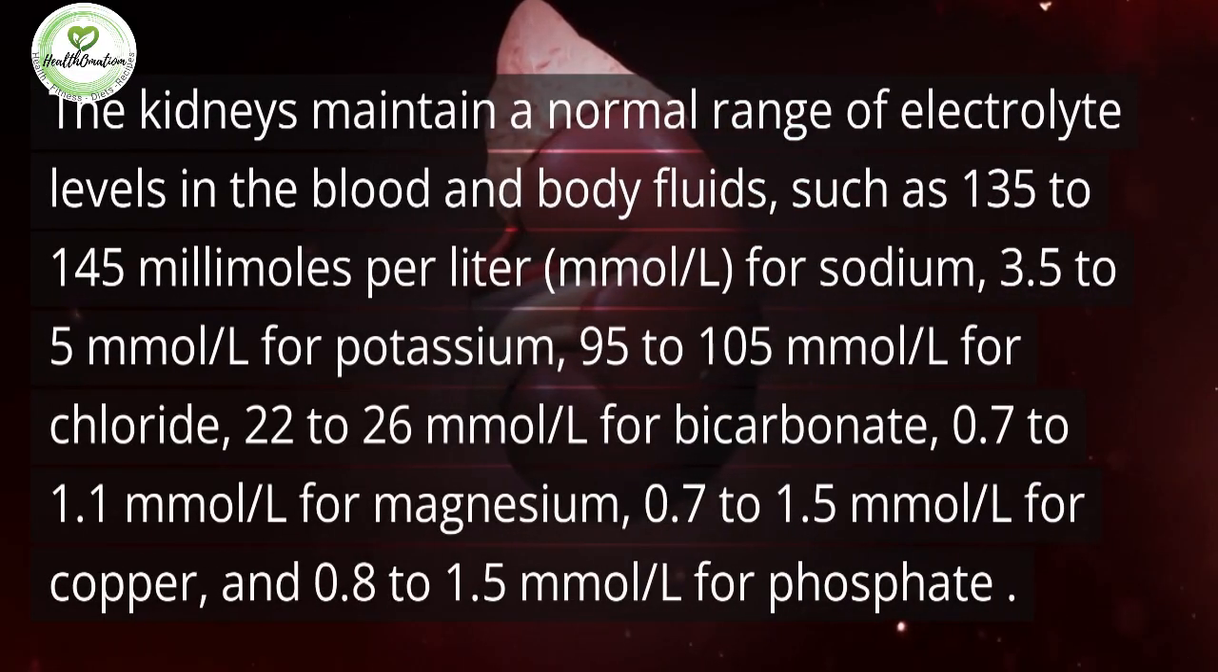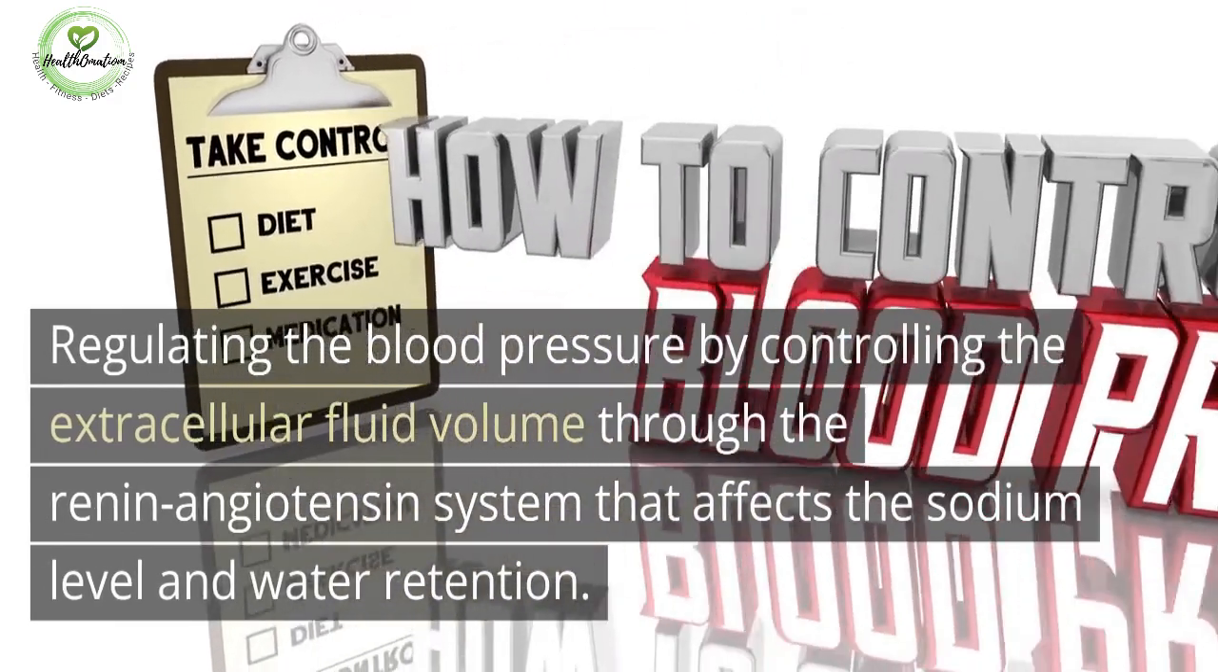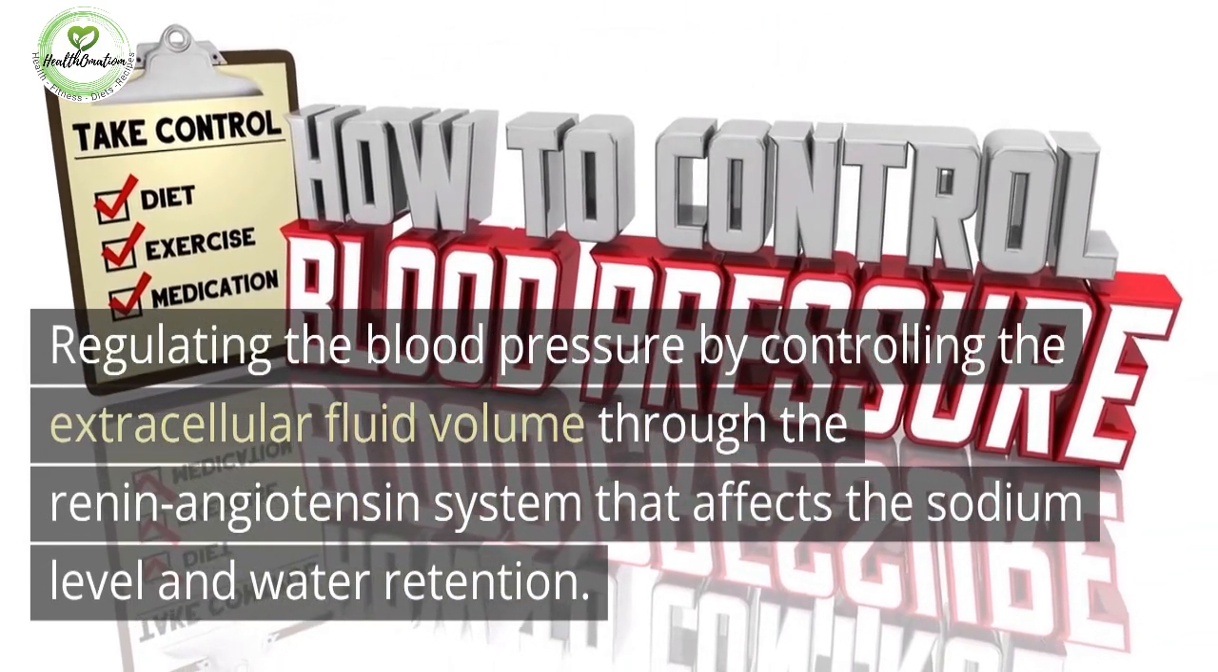The kidneys maintain a normal range of electrolyte levels in the blood and body fluids, such as 135 to 145 millimoles per liter, mmol/L, for sodium, 3.5 to 5 mmol/L for potassium, 95 to 105 mmol/L for chloride, 22 to 26 mmol/L for bicarbonate, 0.7 to 1.1 mmol/L for magnesium, 0.7 to 1.5 mmol/L for copper, and 0.8 to 1.5 mmol/L for phosphate.